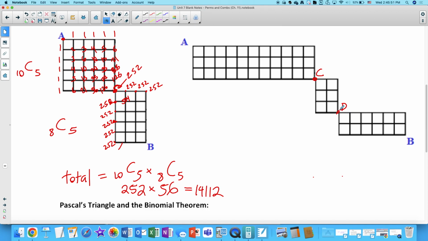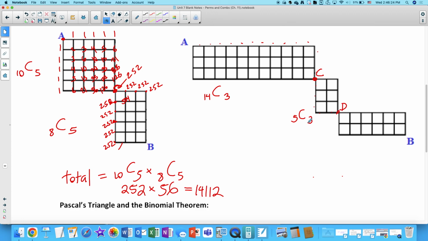From A to C, we've got to go 1, 2, 3, 4, 5, 6, 7, 8, 9, 10, 11, 12, 13, 14 blocks. So A to C would be 14, choose, you can either choose 3 or choose 11. Doesn't matter. Going from C to D, we have to go 1, 2, 3, 4, 5 blocks. So this would be 5, choose 3 as well, because you're going 3 down, or 5, choose 2.